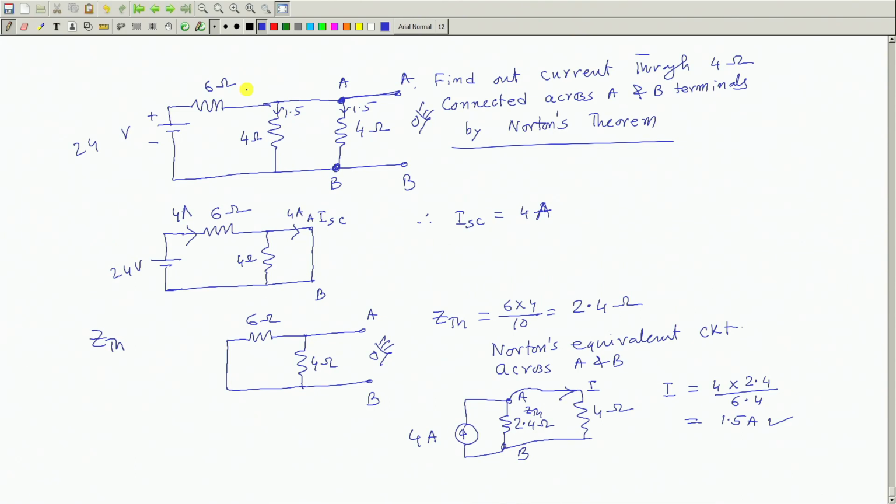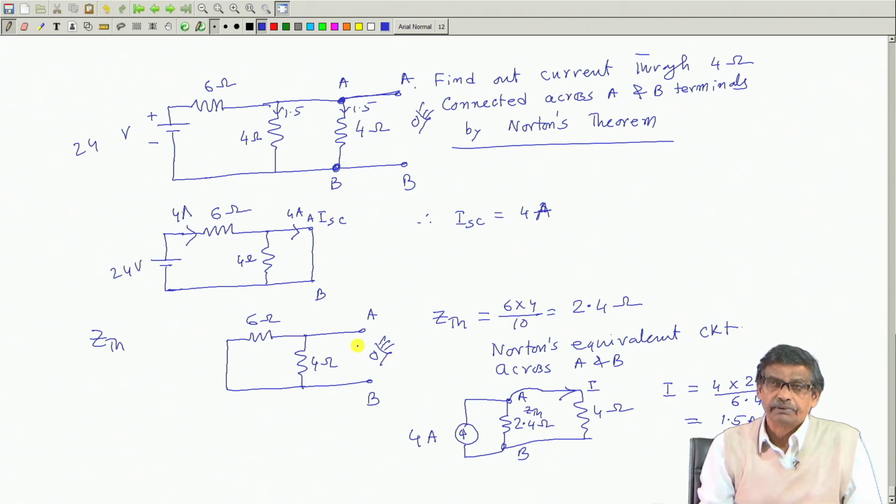So, when you are interested to find out current in a particular branch and perhaps the impedance of that branch will be changing, then it can be applied in this nice way. Is that clear? Therefore, this is the Norton's theorem, and in the next class I will talk about the Thevenin's theorem.